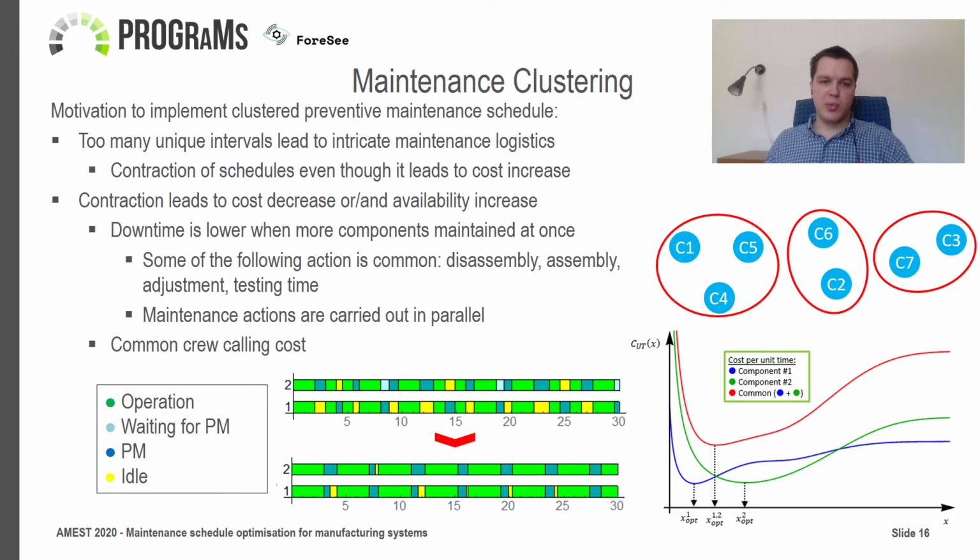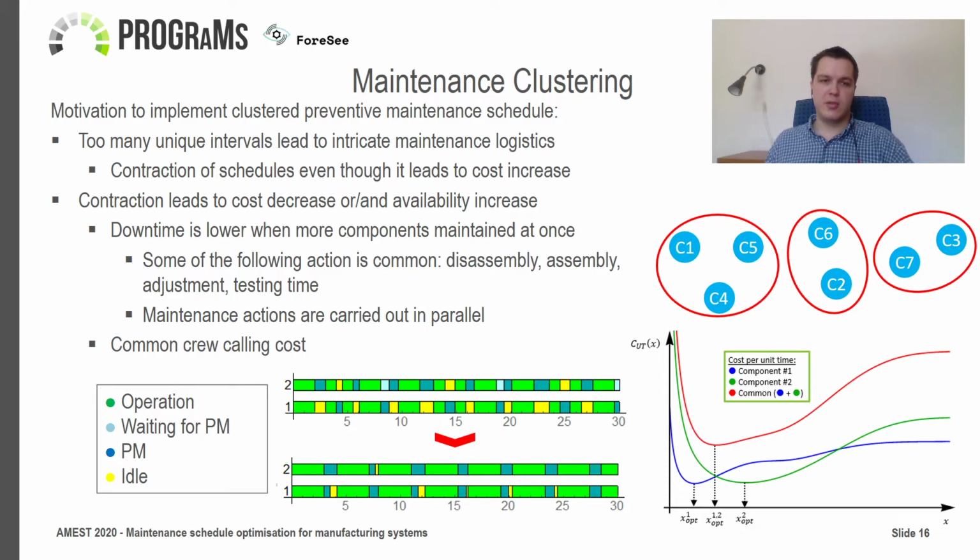In the optimization process, the clustering of planned maintenance events is also considered. On one hand, if we have many components with different preventive maintenance intervals, the machine stops can be so frequent that it makes the production plan unfeasible. On the other hand, by grouping maintenance actions to be performed at the same time, we can decrease costs by performing common operations, such as assembly and testing, only once.